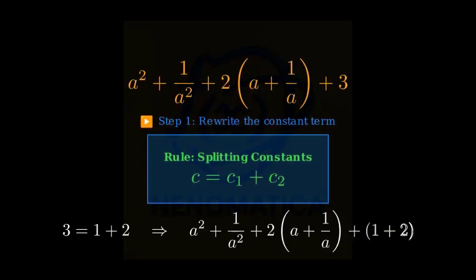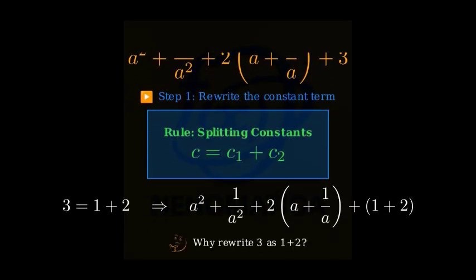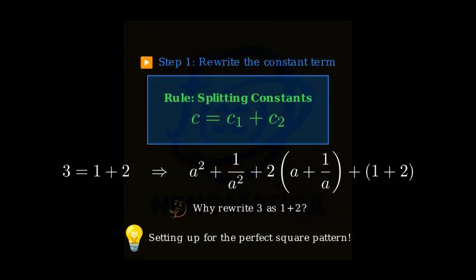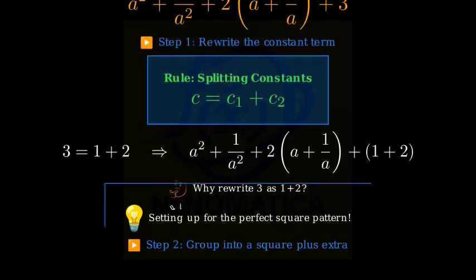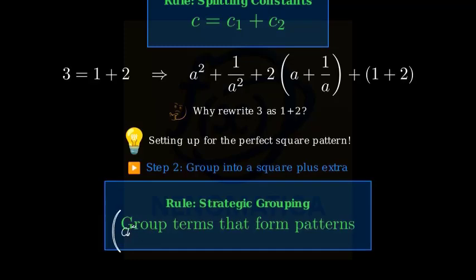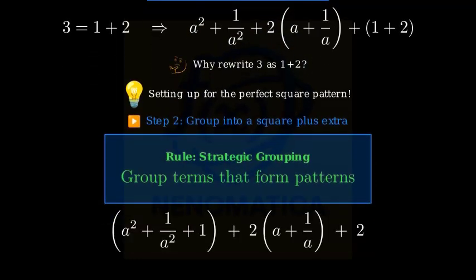You might wonder why we're doing this. The reason is that we're trying to identify a pattern that will help us factor the expression. By splitting the constant term this way, we're setting up for a perfect square pattern that we'll recognize later. Step 2. Now we'll group the terms to start revealing the pattern. We can group a squared plus 1 over a squared plus 1 together. Keep the middle term with 2 times a plus 1 over a.